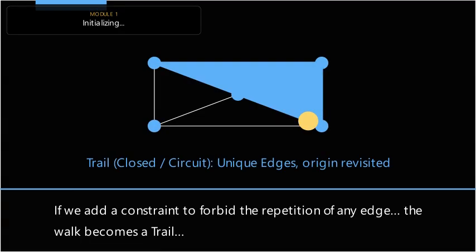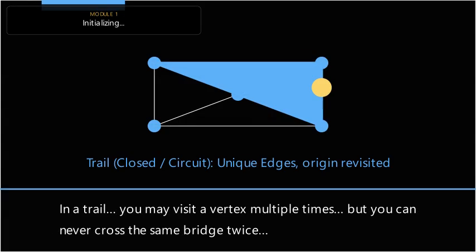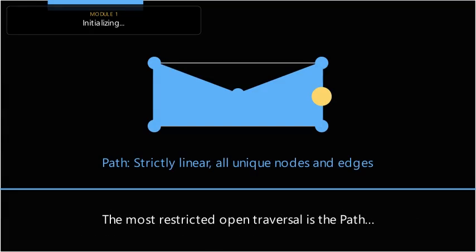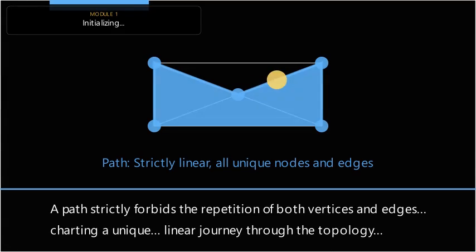If we add a constraint to forbid the repetition of any edge, the walk becomes a trail. In a trail, you may visit a vertex multiple times, but you can never cross the same bridge twice. The most restricted open traversal is the path. A path strictly forbids the repetition of both vertices and edges, charting a unique, linear journey through the topology.